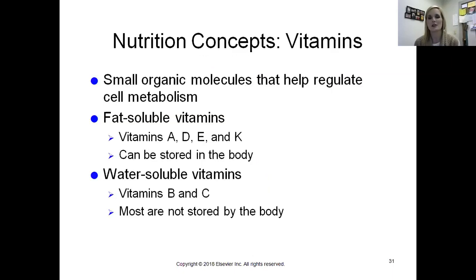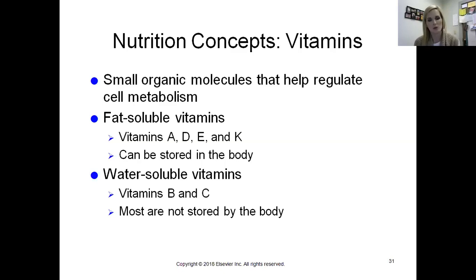Vitamins are small organic molecules that help to regulate cell metabolism. Different things are needed by different vitamins. So we have what's called fat-soluble vitamins. Typically these are just easier to absorb with the presence of fat. So vitamins A, D, E, and K can all be stored by the body because they're fat soluble, so it's easier for us to absorb them.